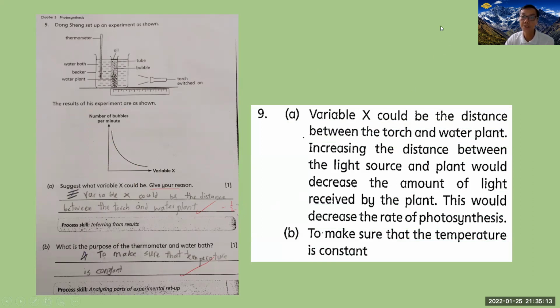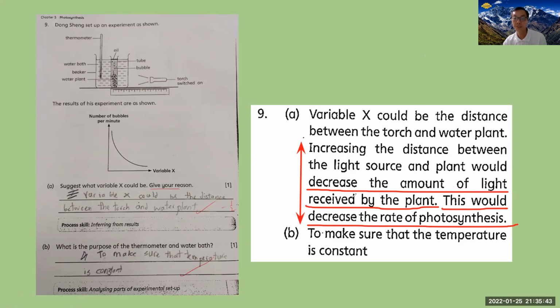And this is the reason, which is quite useful to memorize. Increasing the distance between the light source and the plant would decrease the amount of light received by the plant. This would decrease the rate of photosynthesis. So there's a direct relationship here: lesser light intensity, lower rate of photosynthesis. Clear?